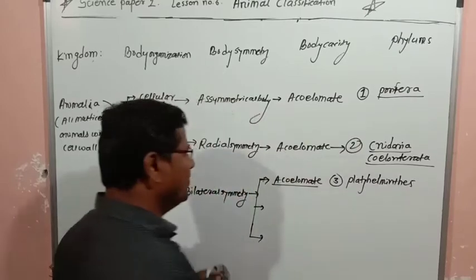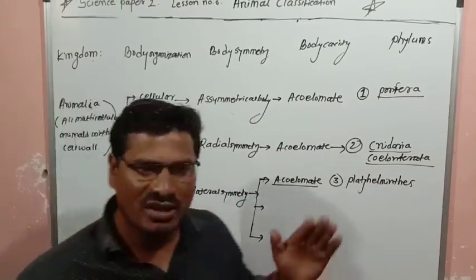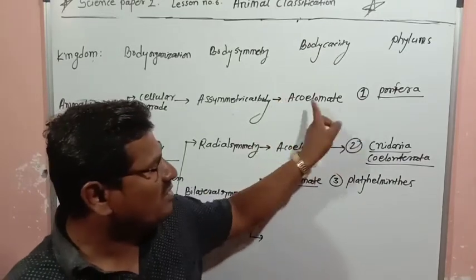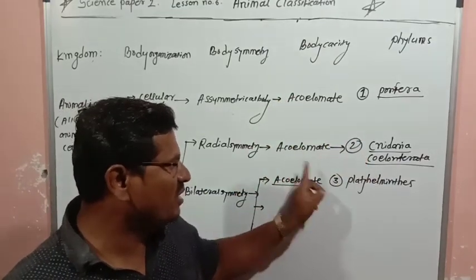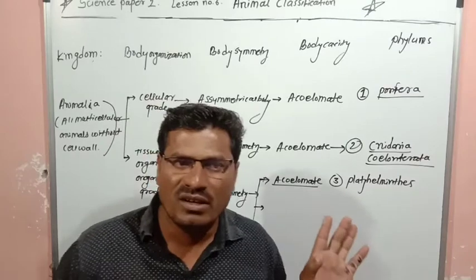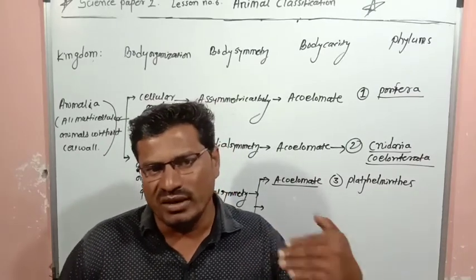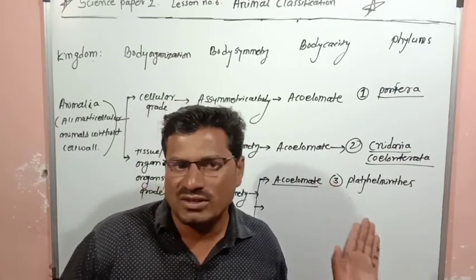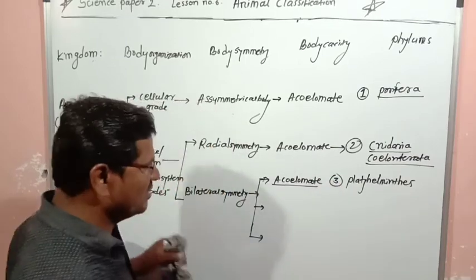Platyhelminthes. Then after that, next one is the eucoelomate. Sorry, acoelomate. Porifera is acoelomate, Cnidaria is acoelomate, and Platyhelminthes is also acoelomate. And now the next body cavity type is the pseudocoelomate.